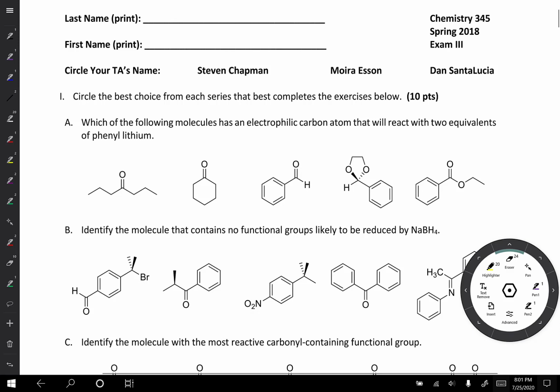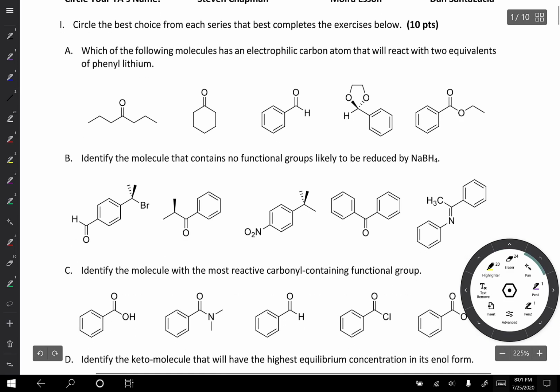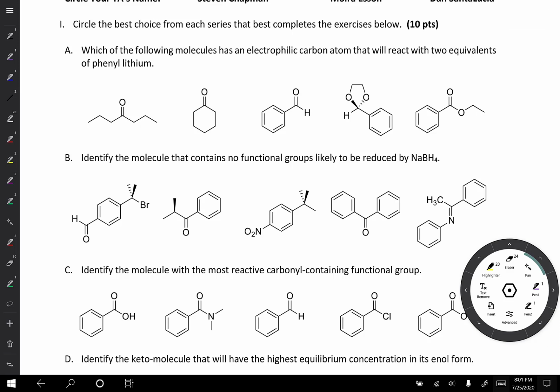All right, question 1. It says circle the best choice. Again, we've had this on every exam where we have 5 of these questions worth 2 points each. Question A, which of the following molecules has an electrophilic carbon that will react with 2 equivalents of phenyllithium?